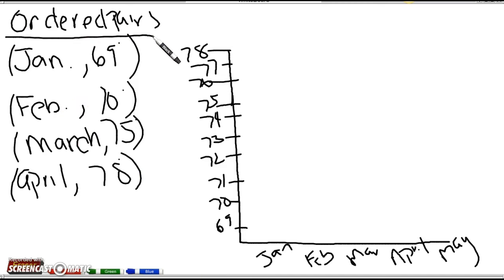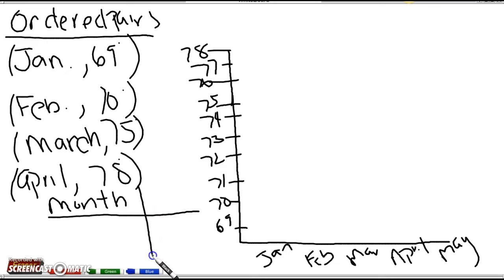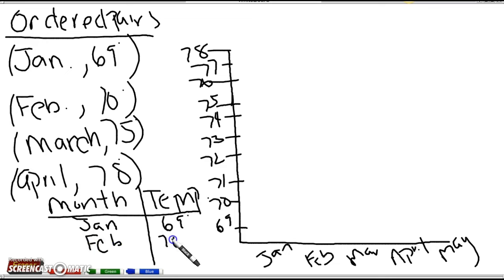We can also do a chart, or a table, excuse me. We'll have month, and then we'll have temperature. And so we'll have January, 69 degrees Fahrenheit, February, 70 degrees, March, 75 degrees, and I've run out of space. April is 78 degrees.